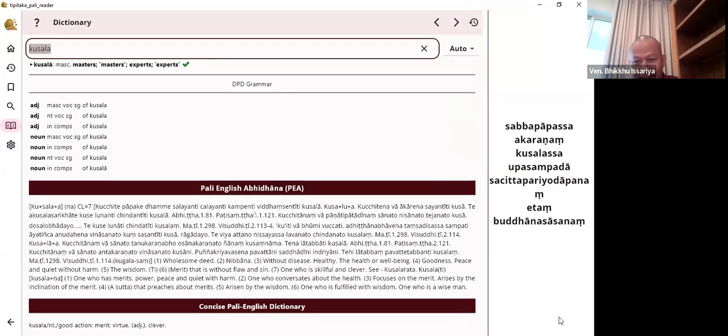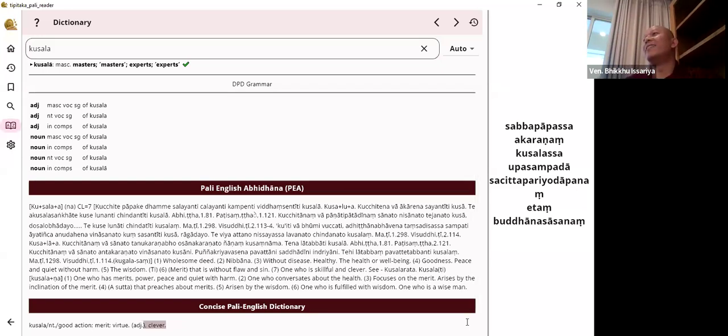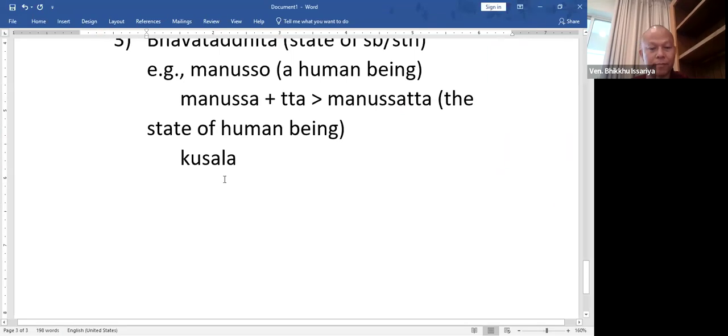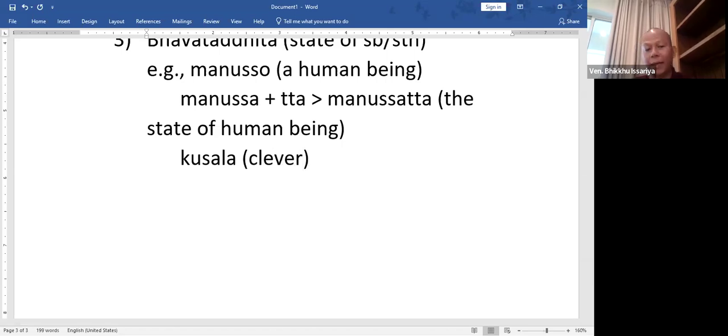Sorry, in the last line. So here, one is neuter gender. For the adjective, you see, clever. That means clever or skillful. So to get such a meaning, now kusala in this case is the adjective clever.